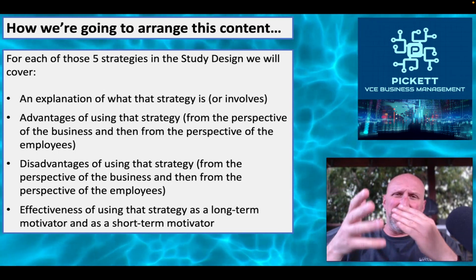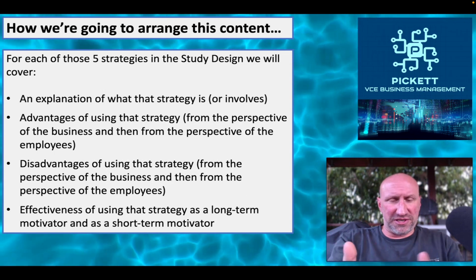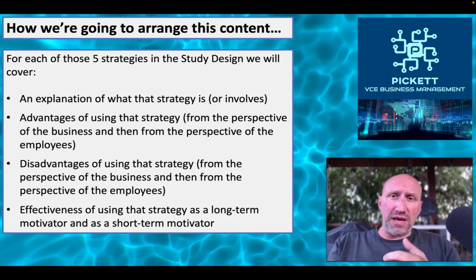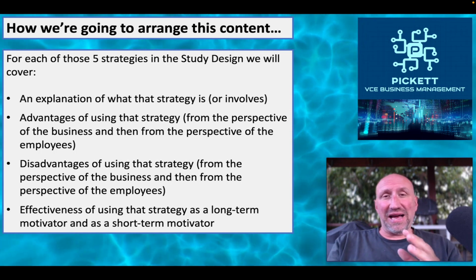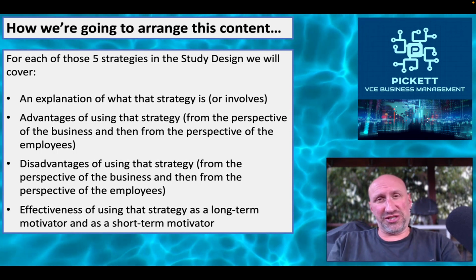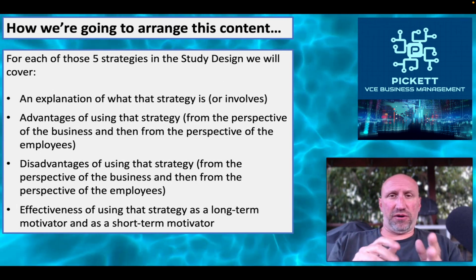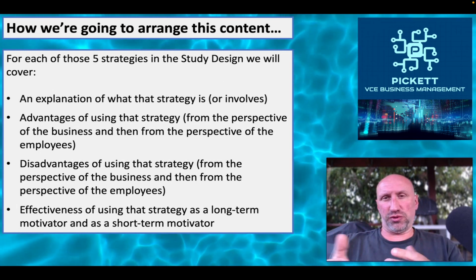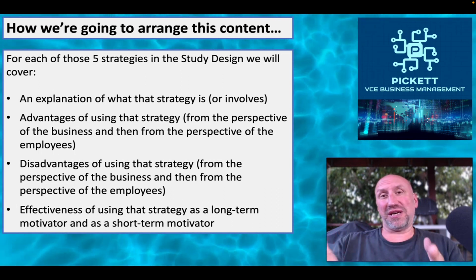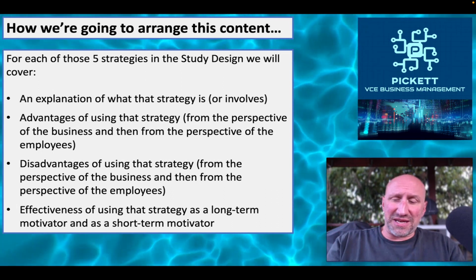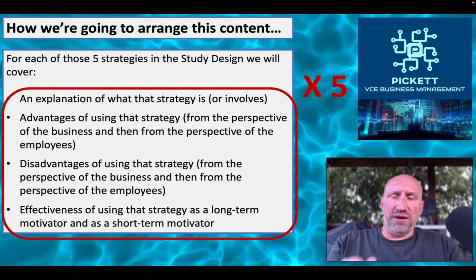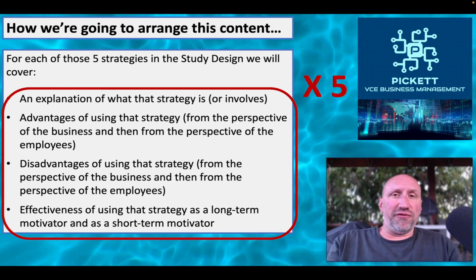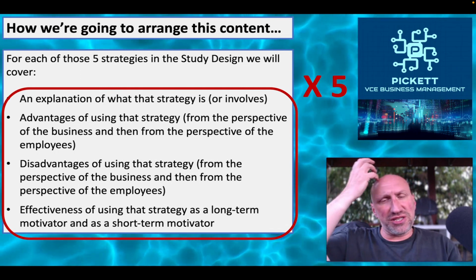And then the 4th key knowledge dot point was more on this last point here, the effectiveness of using that strategy as a long-term motivator and as a short-term motivator, because as you'll see, some of these strategies are better at one or the other. So they work better in the long term or better in the short term, or as it turns out, not particularly at all. So that's what we're going to do. We're going to cover that 5 times, going through that process for each of those 5 motivation strategies.